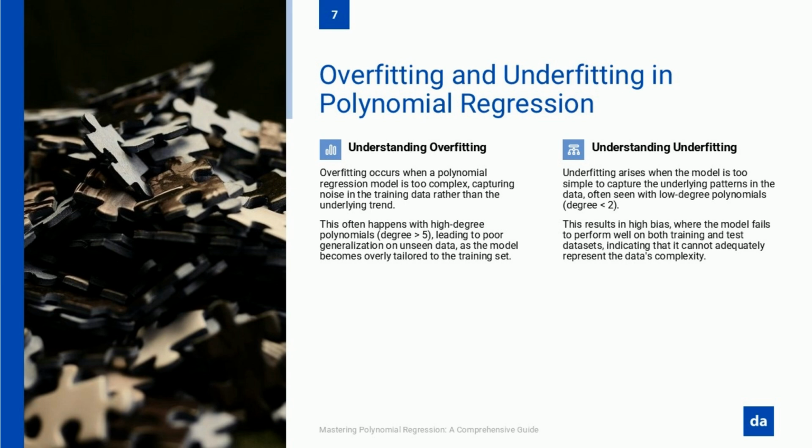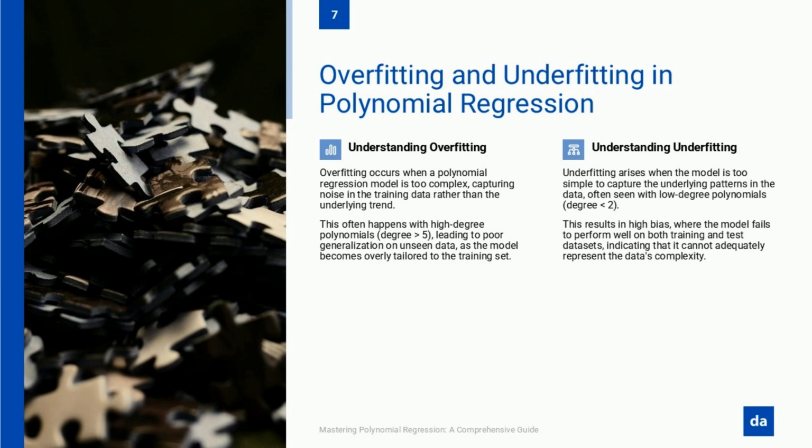The best way to balance underfitting and overfitting is through careful polynomial degree selection combined with validation techniques like cross-validation. Cross-validation helps estimate how well a model will perform on new data by splitting the dataset into multiple training and testing sets. This ensures that the chosen polynomial degree is not just performing well on one specific dataset, but is generalizable across different data samples.